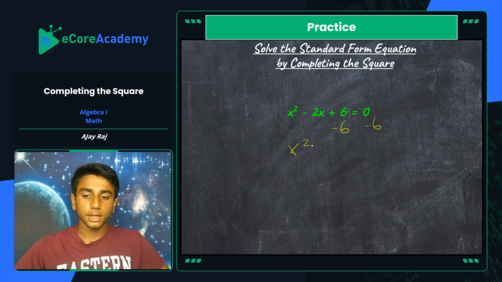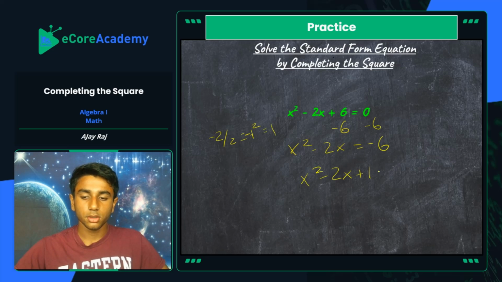So x squared minus 2x equals negative 6. Then, obviously, we're going to take half of b and square it. So negative 2 over 2 equals negative 1. We square negative 1. That's going to equal 1. So it's x squared minus 2x plus 1 equals negative 5. How do we rewrite that?